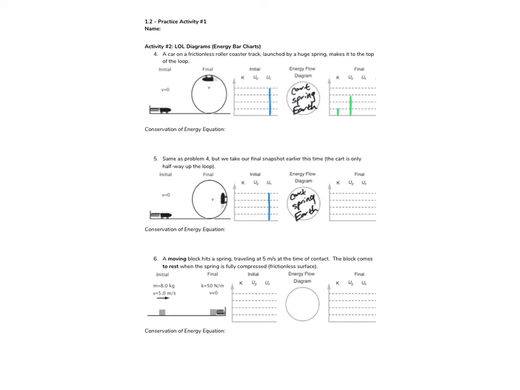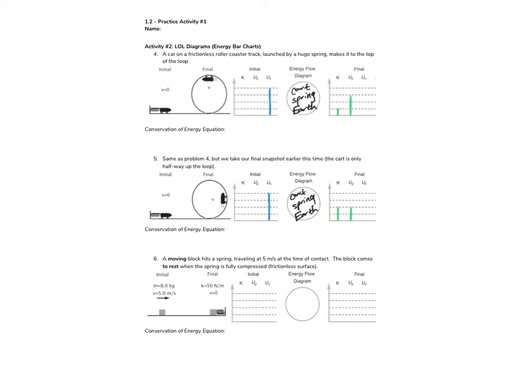Now, this cart is not at as great of a height as it was in number 4. So that means that we have less gravitational potential, but again, because we have to have the same amount initially and finally, we actually have more kinetic energy than we did in number 4. So take note of the difference between 4 and 5 here, just based on that final snapshot that we took.